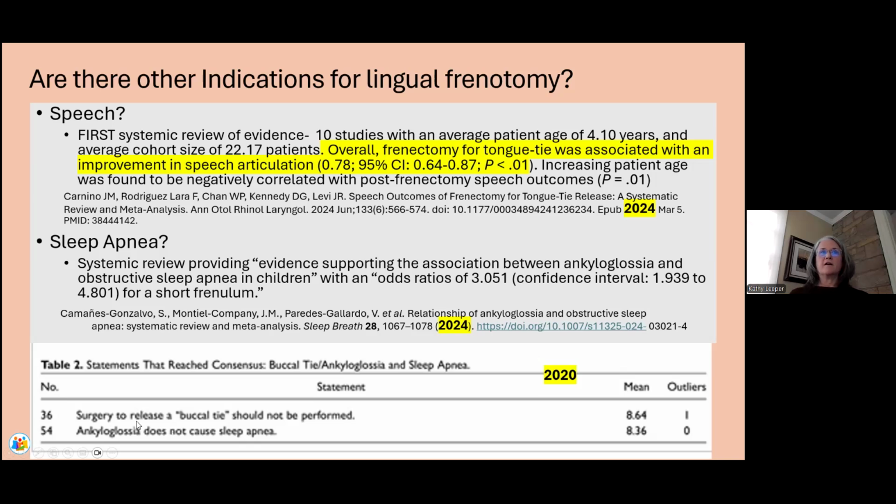But they also address buccal ties, which are little folds of mucosa up above your gums, either above or below on the gums. And those are now getting lasered for breastfeeding issues. And we have absolutely no evidence that that is necessary nor helpful. So please do not endorse buccal tie release at this time.